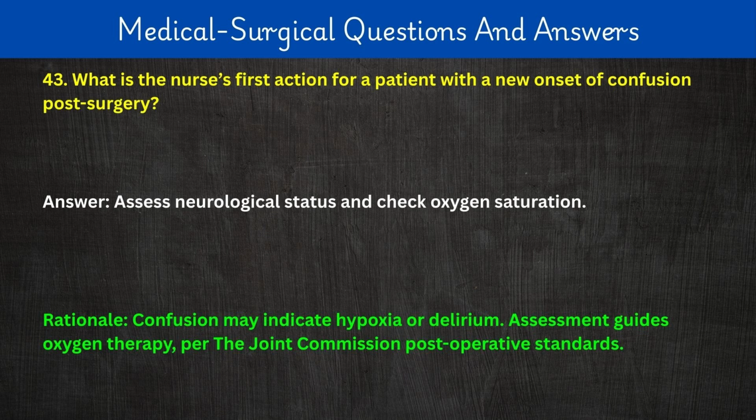43. What is the nurse's first action for a patient with a new onset of confusion post-surgery? Answer: assess neurological status and check oxygen saturation. Rationale: confusion may indicate hypoxia or delirium. Assessment guides oxygen therapy, per the Joint Commission post-operative standards.